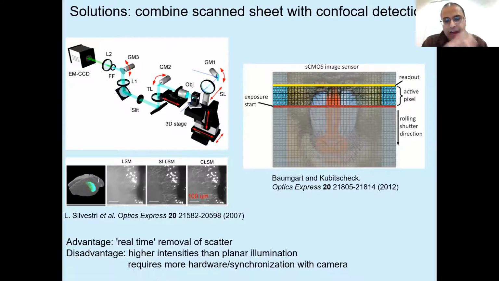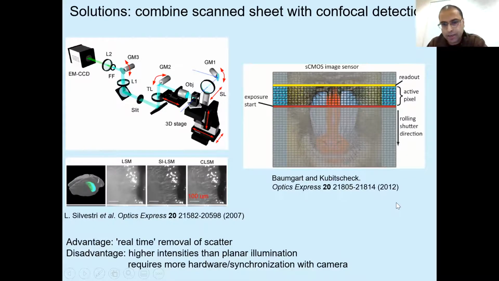One of the nice innovations of the scientific CMOS camera is that the camera itself reads out line by line. So if you can synchronize your illumination to the detection readout of the camera, you can achieve this confocality without all of these extra optics, so-called slit scanning or virtual light sheet scanning microscopy.